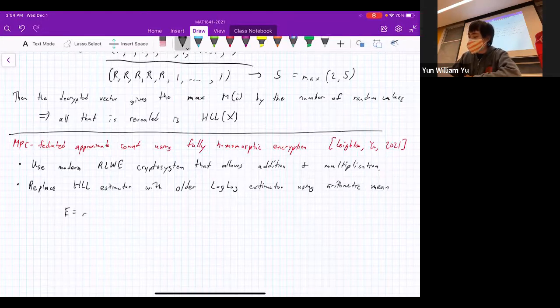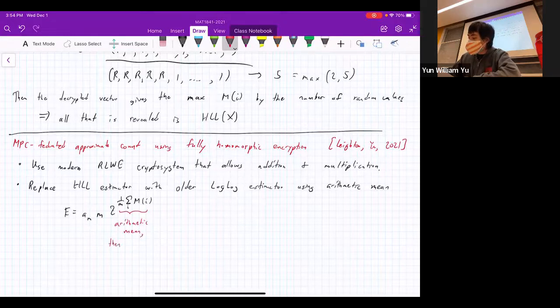So the estimate here that we're going to actually be using is E equals alpha_M times 2 to the power of 1 over M times the sum over i of M[i]. So note here, this here is an arithmetic mean.